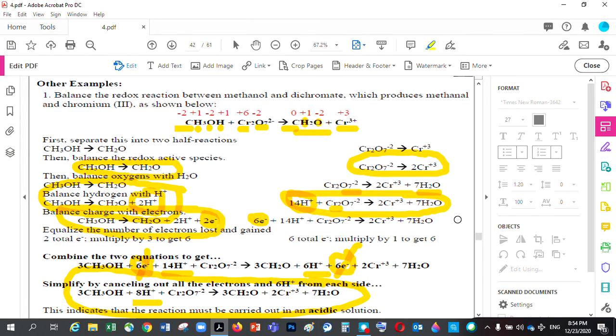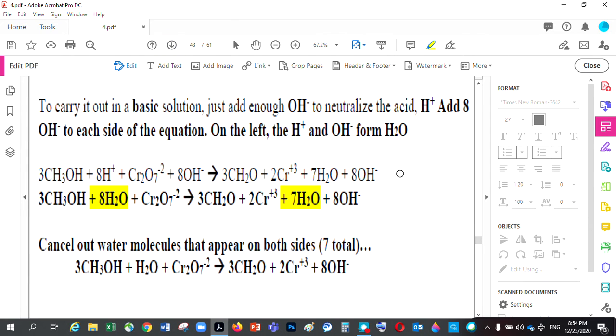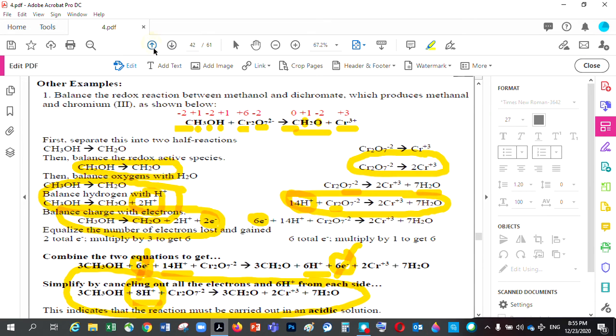And again, this is in acidic medium. Why acidic medium? Look at this: the H+ protons mean the balancing was carried out in acidic medium. If I want to make this in basic medium, I have to add enough OH minus. So let me go back. I have this one here, and it has H+, so I have to add what?